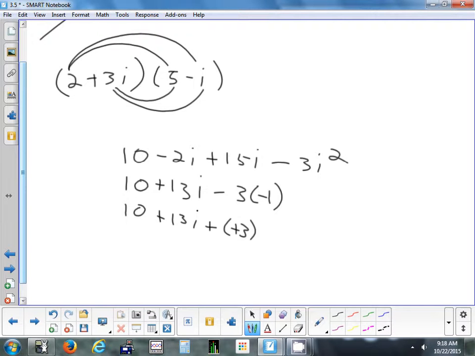Becomes a plus. Now you can combine 10 with plus 3. Okay. What's positive 10 plus 3? So we get 13 plus 13i. Just a coincidence. The real part and imaginary part came out the same. That usually doesn't happen. So that's how you multiply. So be careful with the i squared. Does anybody have any questions or need to see another one of this? This is important.